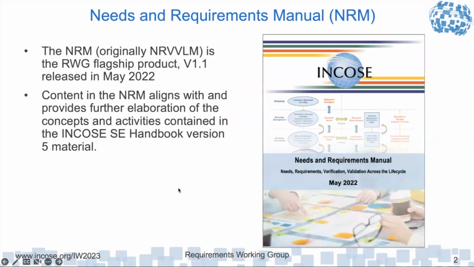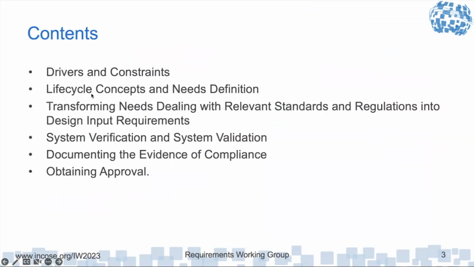Everything that I'm going to talk about is actually from the Needs and Requirements Manual. Some of it was in section 4 on driver's constraints and the lifecycle analysis maturation needs definition part, section 6 on requirements definition, and then section 10 on verification validation. So detailed text, you can go to the manual and read that. Contents wise, there's a lot involved.